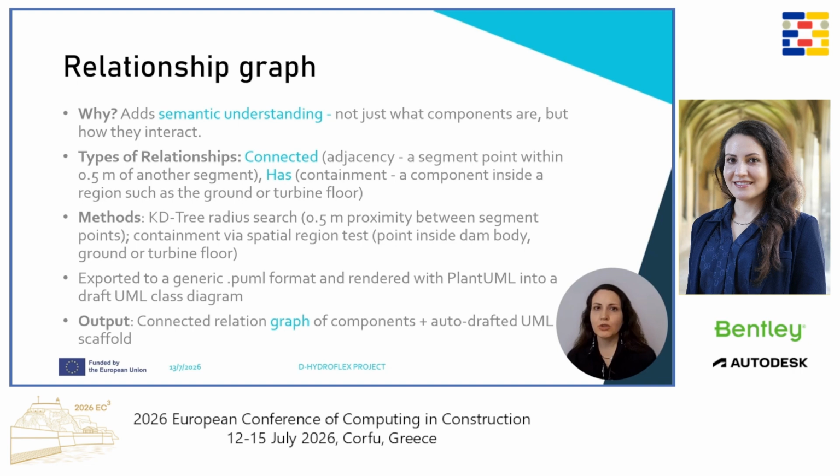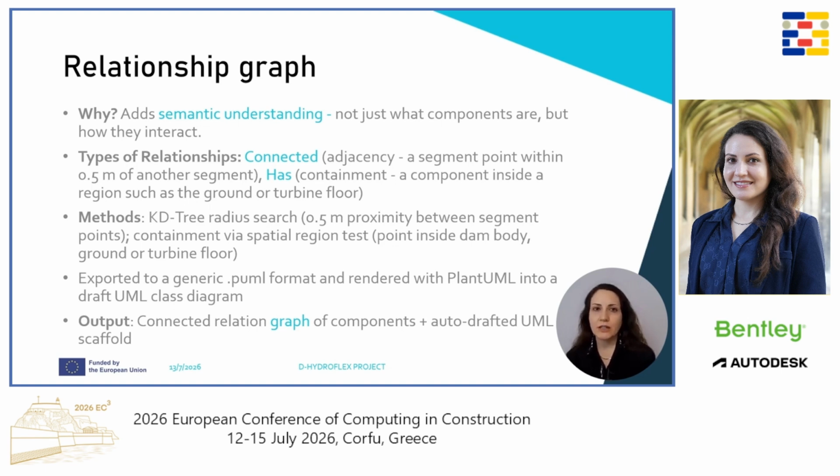Next, we define two types of relationships. The first is connected, which means two components are close to each other. The second is has, which means one component is inside another region. Then we detect connected components using a k-dimensional tree radius search. We use a distance threshold of 0.5 meters.